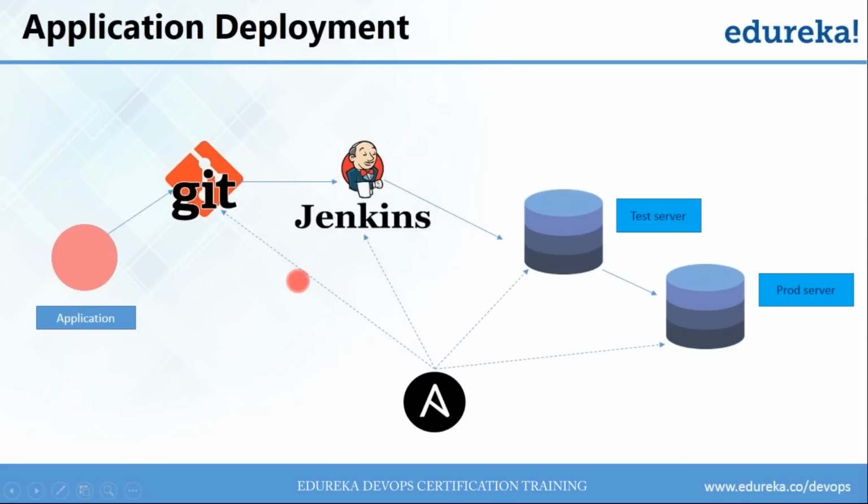Now if changes are continuously made in the code base, you would have to configure your test and production servers continuously as well, according to the changes. So what Ansible does is that it continuously keeps checking the version control system so that it can configure the test and the production servers accordingly and quickly. And hence it makes your application deployment like a piece of cake.